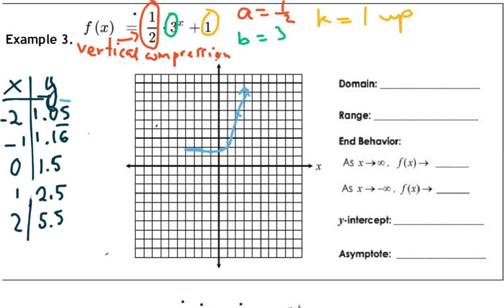Now we see that the graph is approaching this y equals 1 line, which is my asymptote. I can write it in here. Our y-intercept is right here, 0, 1.5.